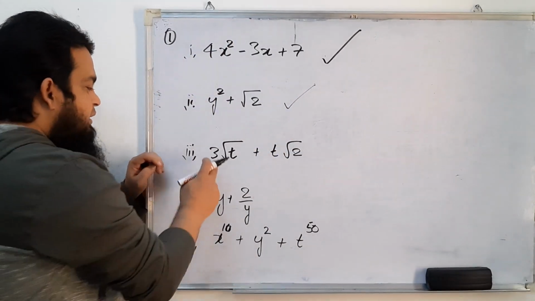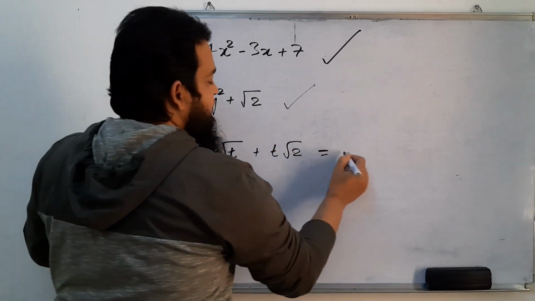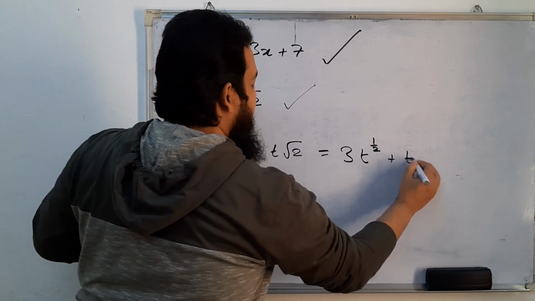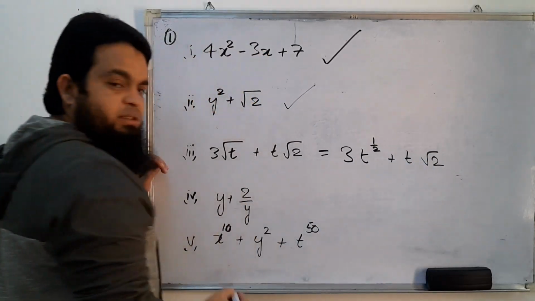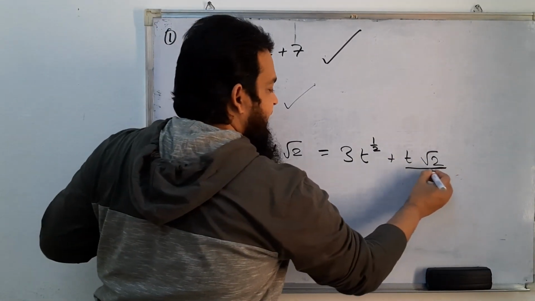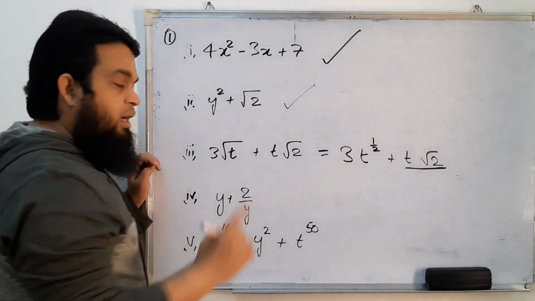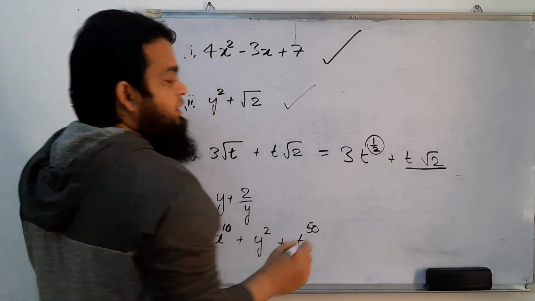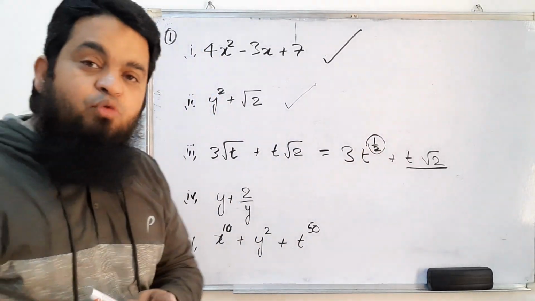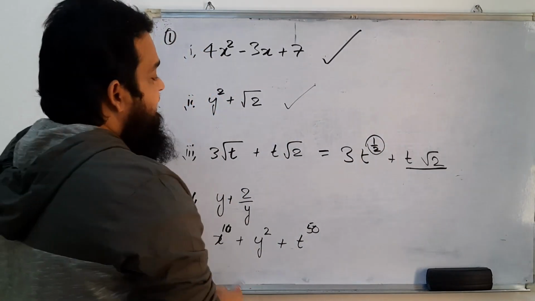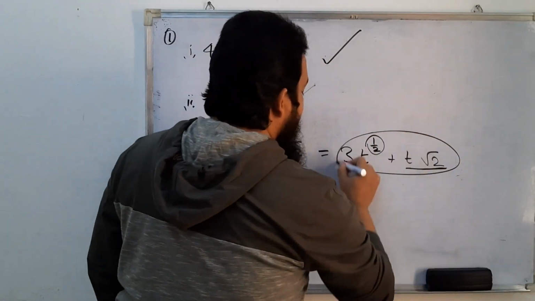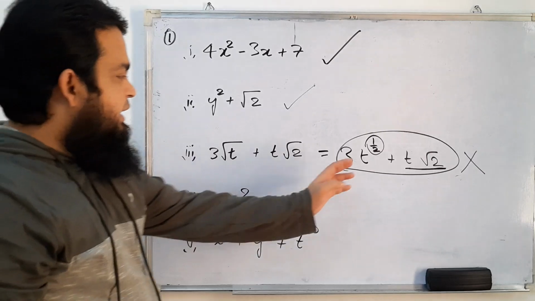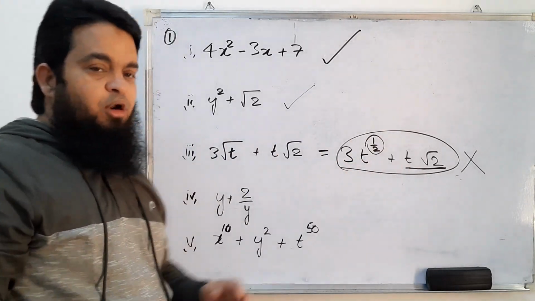See, here 3 root 2. That means we can write it as t to the power of 1 by 2 plus t root 2. In this term we have the exponent 1, which is a whole number. But in the first term, the exponent is 1 by 2, which is a fraction. Therefore, this expression is not a polynomial. Yes, it is in one variable, but it is not a polynomial.